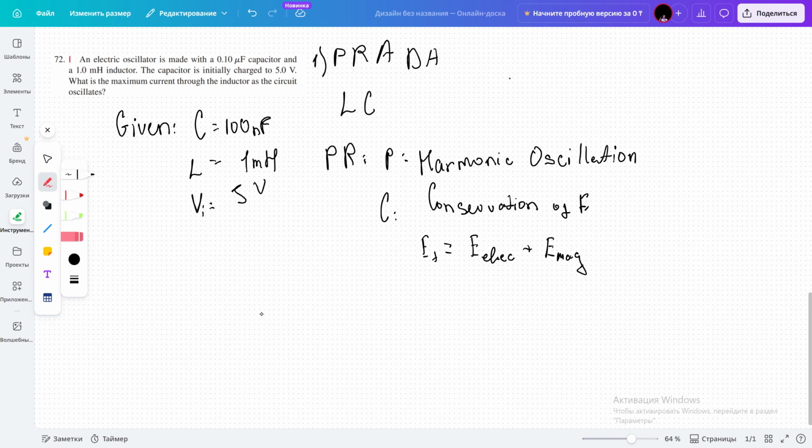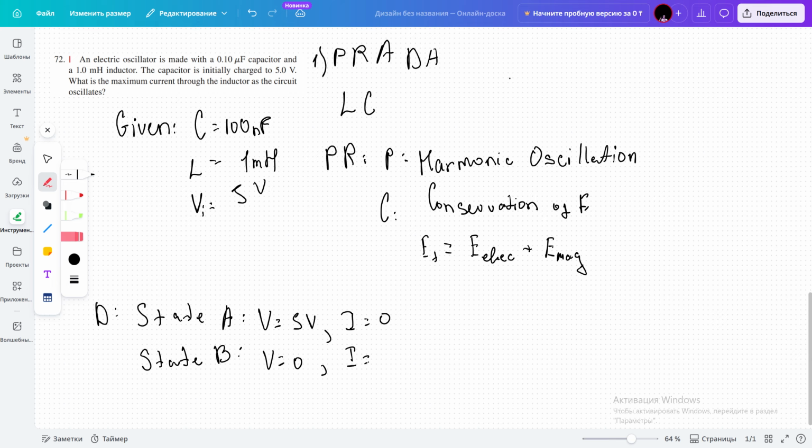So next step is decomposition. I break the cycle into two states. In state A, the capacitor has maximum energy, and current is 0. That's why we have voltage 5 volts and current 0. In state B, the capacitor is empty and the current reaches its maximum. This simplifies our analysis. So voltage is 0 and current equals its maximum.